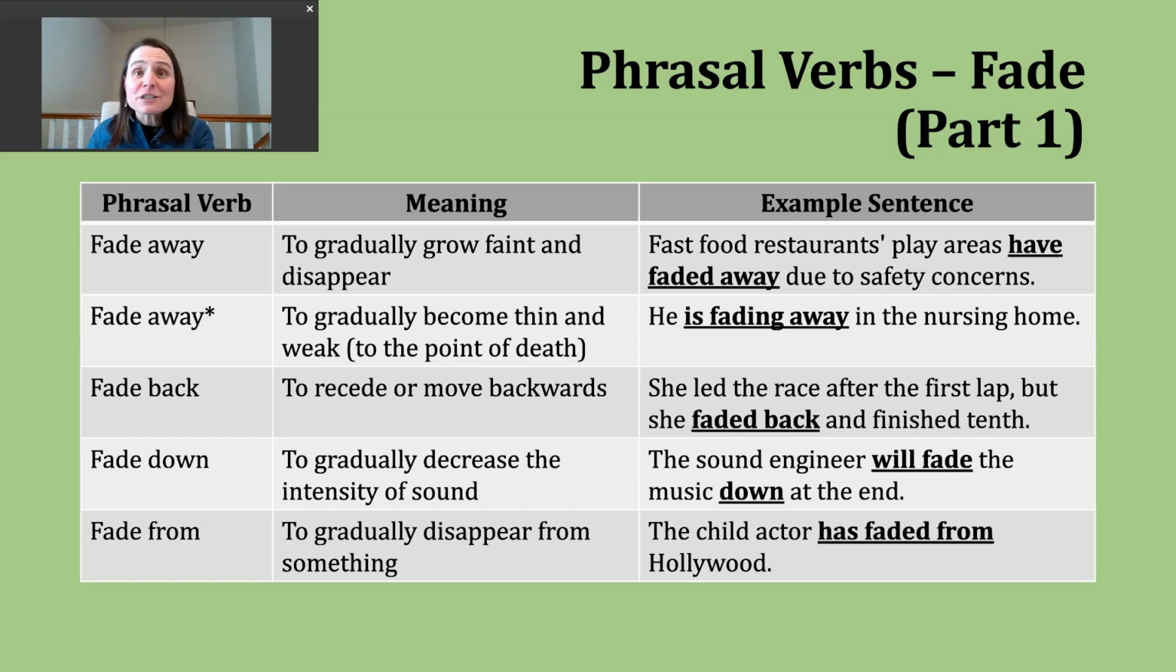Now, the next phrasal verb we'll discuss is fade back. This is used many times to mean to move backwards or to recede. An example of this: she led the race after the first lap, but she faded back and finished 10th. Okay, so here maybe if you can imagine a pack of runners, a group of runners together. So this person starts out in front, but by the end has moved backwards in the pack.